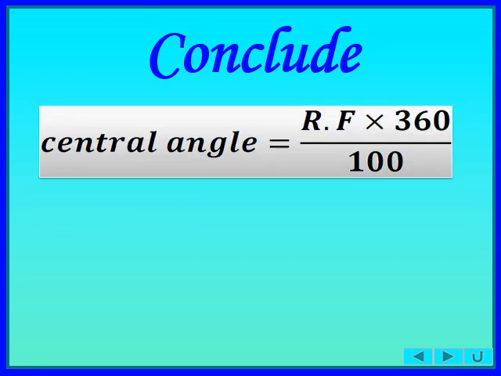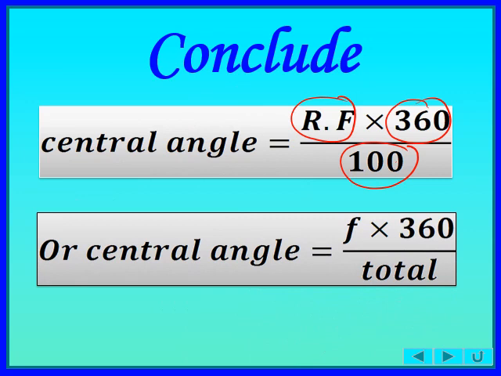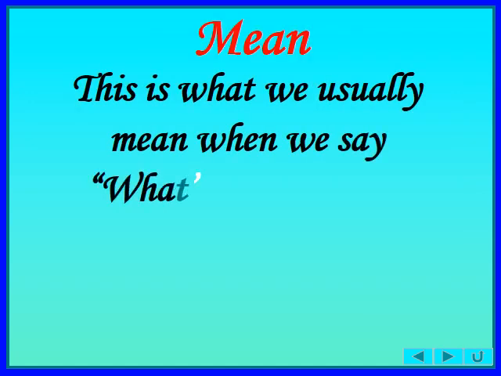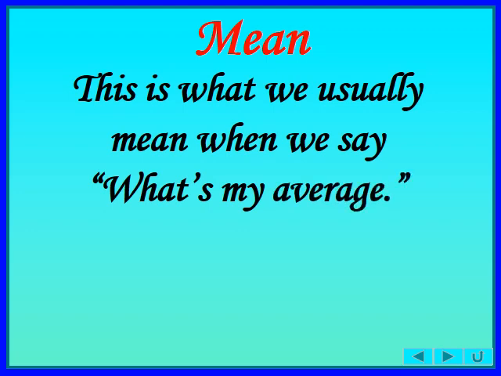To find a central angle. Central angle is equal relative frequency times 360 over 100, or a central angle is equal frequency times 360 over total. Mean. This is what we usually mean when we say, what's my average?